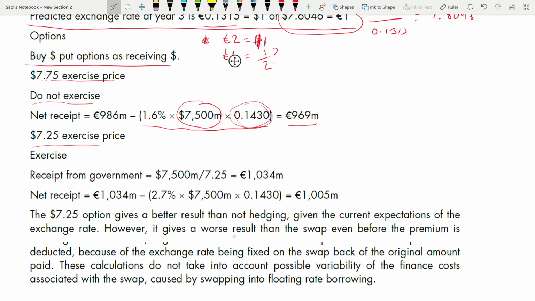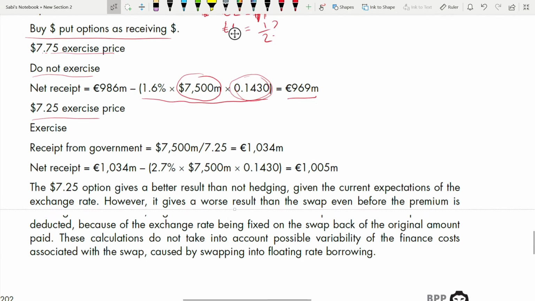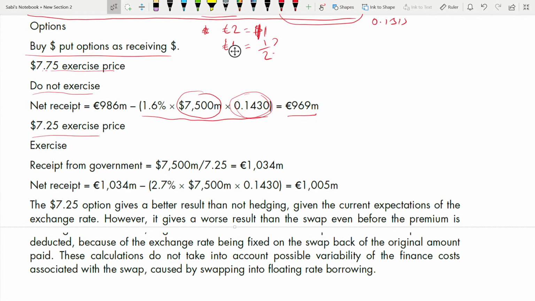If there are more than two options, you don't have to calculate. They will never give you that. It's either two or one, right? They will never give you 3 or 4 options to calculate, so don't worry, you can be sure about it. Now here they are saying exercise.